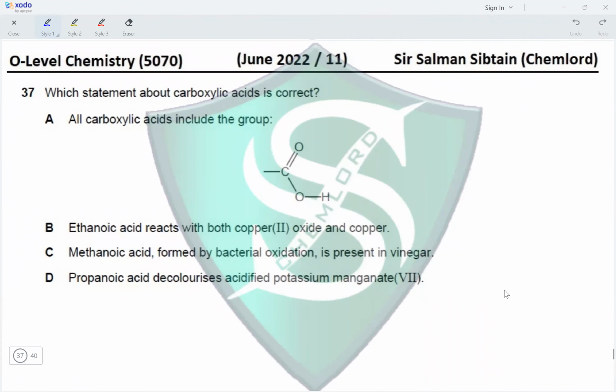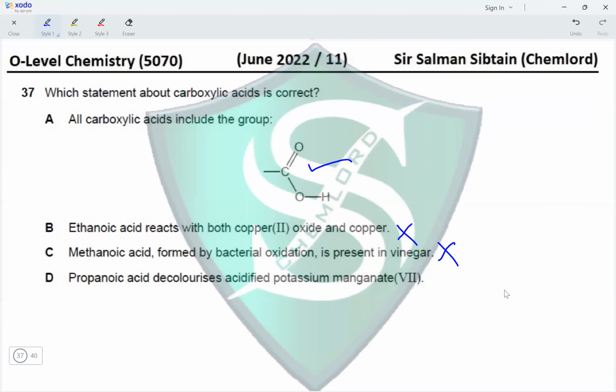Question 37. Which statement about carboxylic acid is correct? A. All carboxylic acids include the group COOH. Yes, this is the functional group. B. Ethanoic acid reacts with both copper(II) oxide and copper. No. Ethanoic acid is a weak acid. C. Methanoic acid formed by bacterial oxidation is present in vinegar. Vinegar contains ethanoic acid, not methanoic acid.